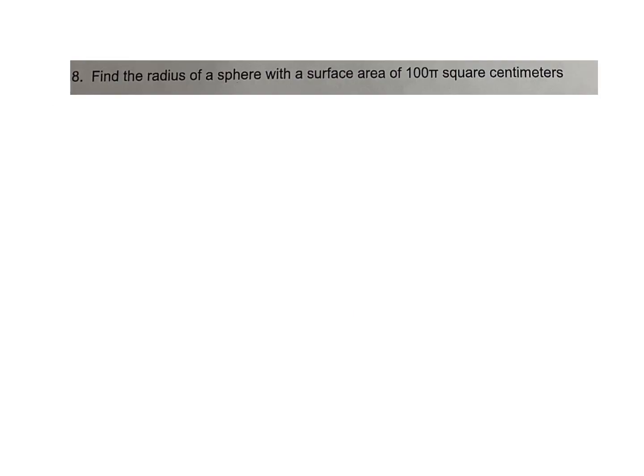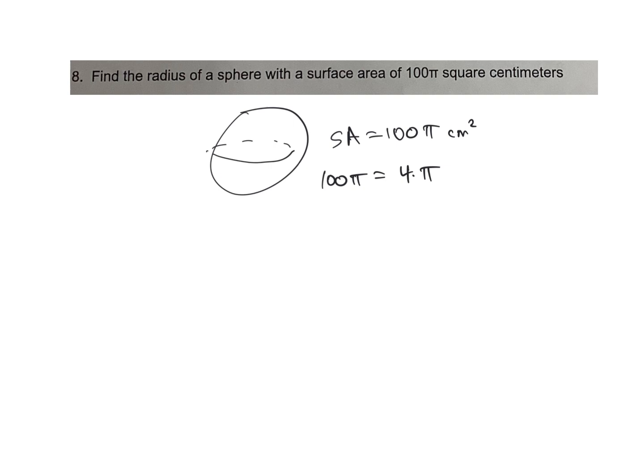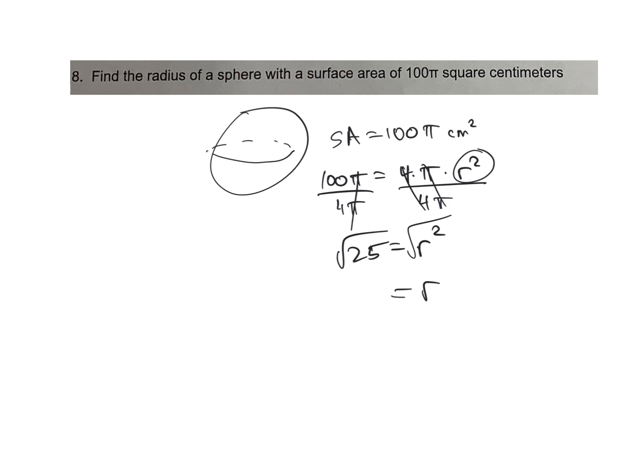Next one. So find the radius of a sphere, okay, with the surface area of 100 pi square centimeters. Okay, so surface area is 100 pi, and the formula is 4 times pi times radius squared. So we're solving for r. So we're going to divide off the 4 pi, and we get 100 divided by 4 is 25. That's r squared. So we take the square root, and r equals 5 centimeters.